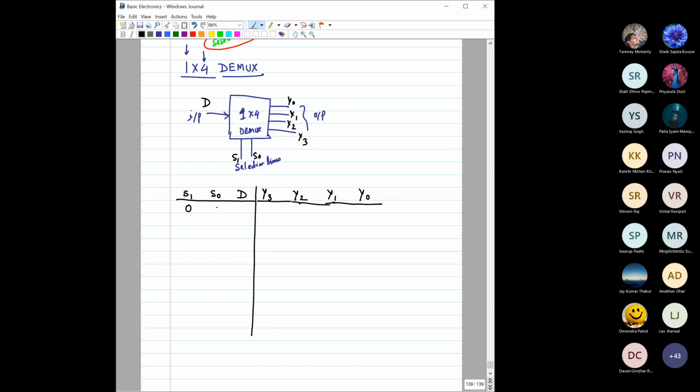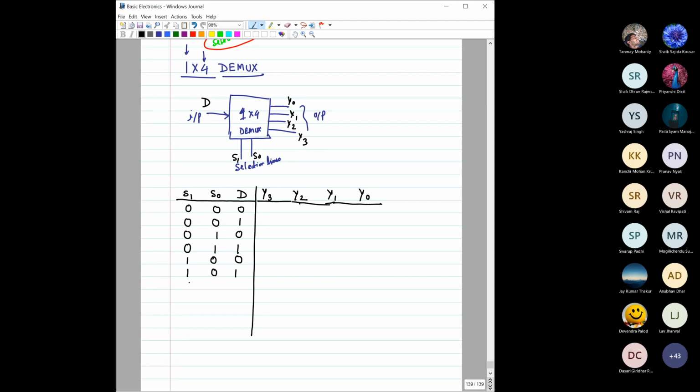So let us write all the different combinations, and then we'll come back to why we are writing this. You know that, right? Because S1, S0, and D can take any of these 8 combinations. So let us write all the possible combinations first, and then we'll think about what will happen to the output.